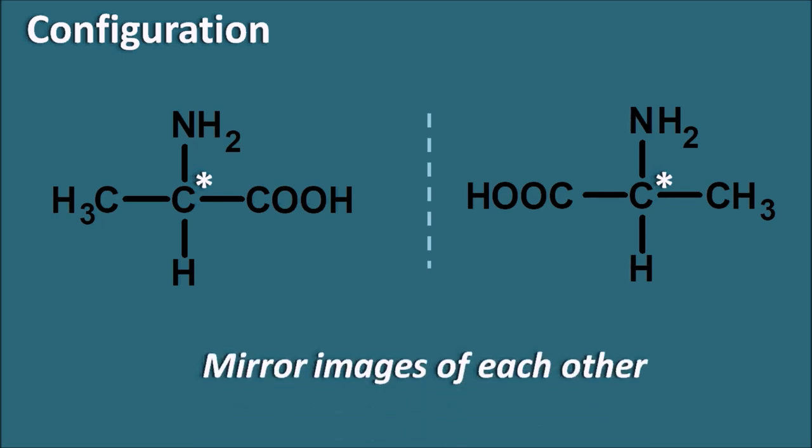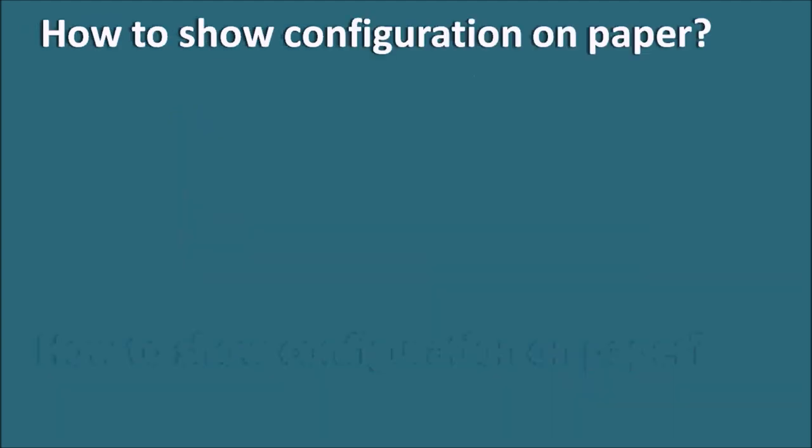And it is very easy to say that they are mirror images, but how can we label these compounds, where the first compound is having R configuration or S configuration? So in this video, we will see how we can label the compound whether the stereoactive center is having the R configuration or S configuration. How to show the configuration on the paper?